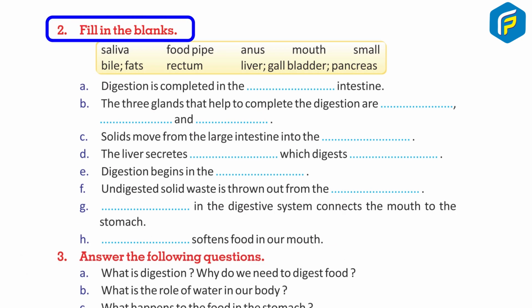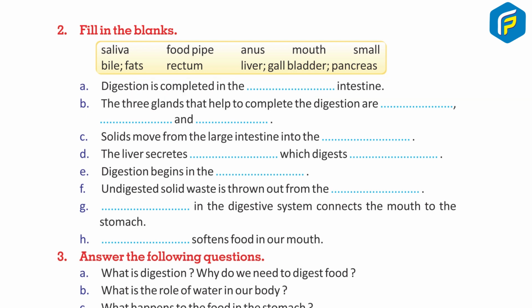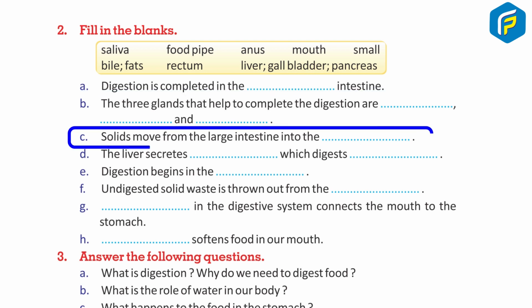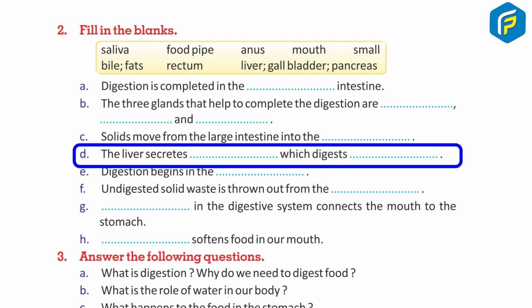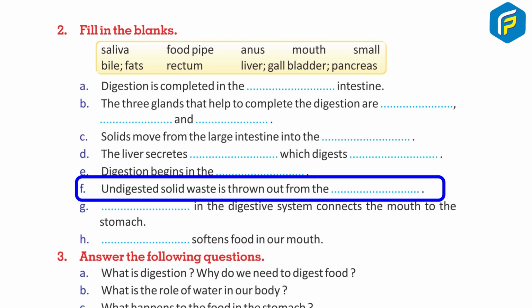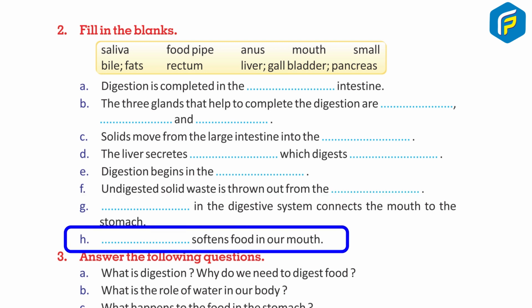2. Fill in the blanks. A. Digestion is completed in the dash intestine. B. The 3 glands that help to complete the digestion are dash, dash and dash. C. Solids move from the large intestine into the dash. D. The liver secretes dash which digests dash. E. Digestion begins in the dash. F. Undigested solid waste is thrown out from the dash. G. Dash in the digestive system connect the mouth to the stomach. H. Dash soften food in our mouth.